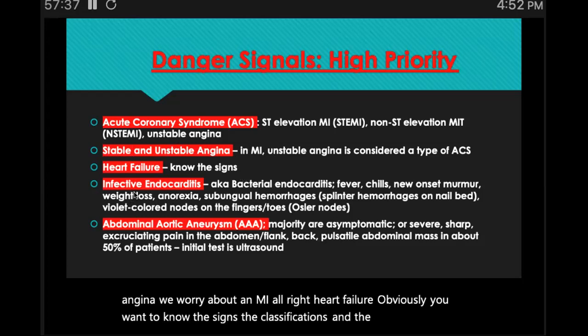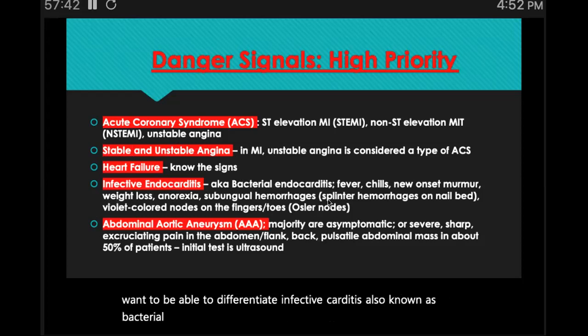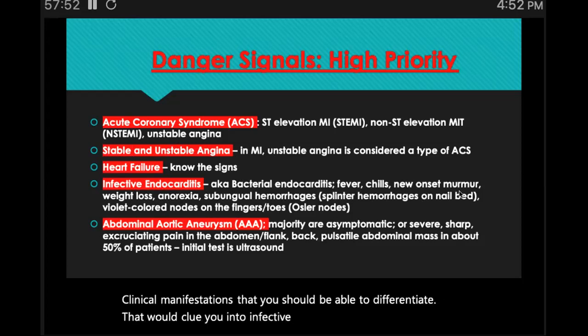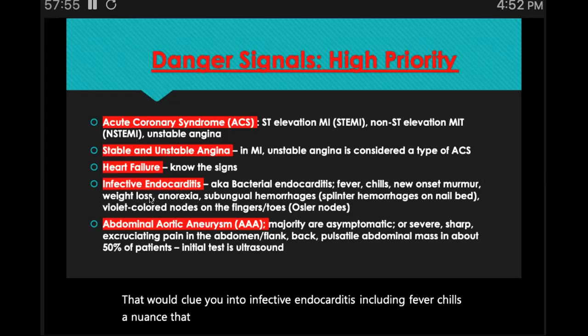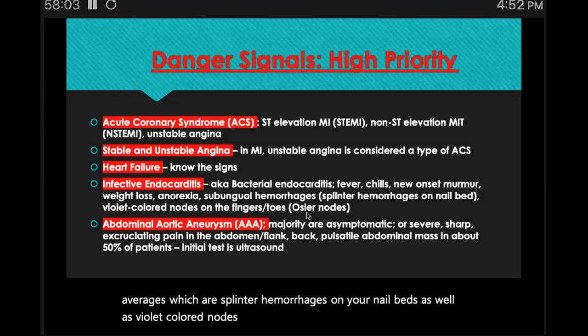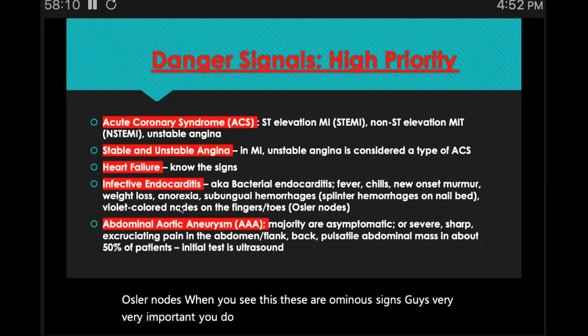You want to be able to differentiate infective carditis, also known as bacterial endocarditis. And there are certain very clear clinical manifestations that should clue you into infective endocarditis, including fever, chills, a new onset murmur, sudden weight loss, subungual hemorrhages, which are splinter hemorrhages on your nail beds, as well as violet-colored nodes on the fingers and toes. Those are called Osler nodes. When you see this, these are ominous signs, guys, very, very important. You do not ignore them, and you rule these patients out for specific things like bacterial endocarditis or any kind of heart failure issues.